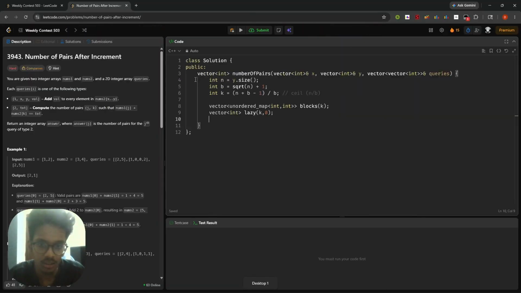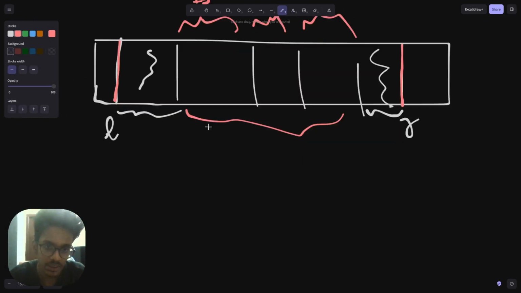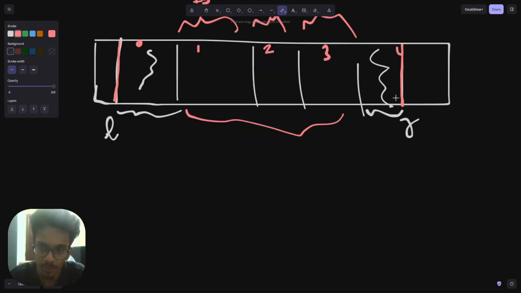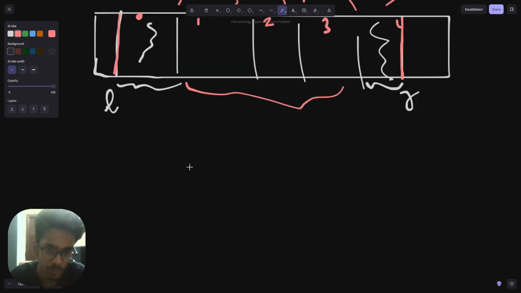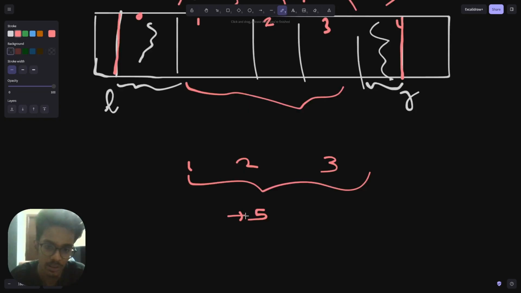The lazy array size is k, right? So for k blocks, if you want to add +5, let's say this is block number 0, 1, 2, 3, 4. Some part of 4 got added +5. Some part of 0 got added +5. Coming to blocks 1, 2, 3, you want to add +5 to this part. So instead of brute forcing every element, you would need to minus the frequency of every element and plus the frequency of every element which has +5 added to it.